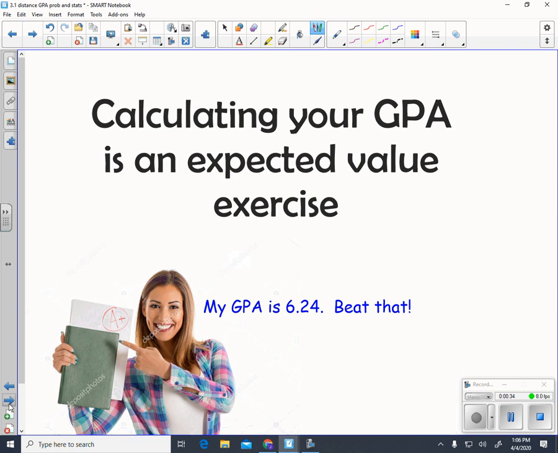I know you can look it up in the Skyward and know what your grade point average is, but I think everybody should be able to calculate their own GPA. And I'm pretty sure that she is lying, right? Because the highest grade point average you can get is 4.00, 4.0, unless there's some kind of weighted grading system.